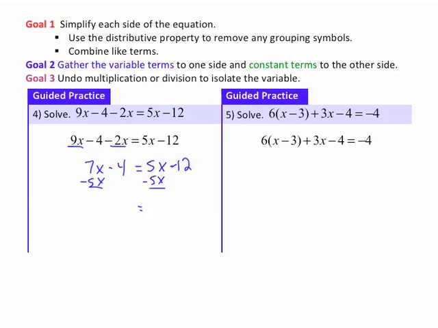Let's take a look here. On the right side, I have a negative 12. On the left side, I will have 2x minus 4. So now I've got the variable terms to the left side. I need to get the constants over to the right. So I would get rid of this 4 by adding it.